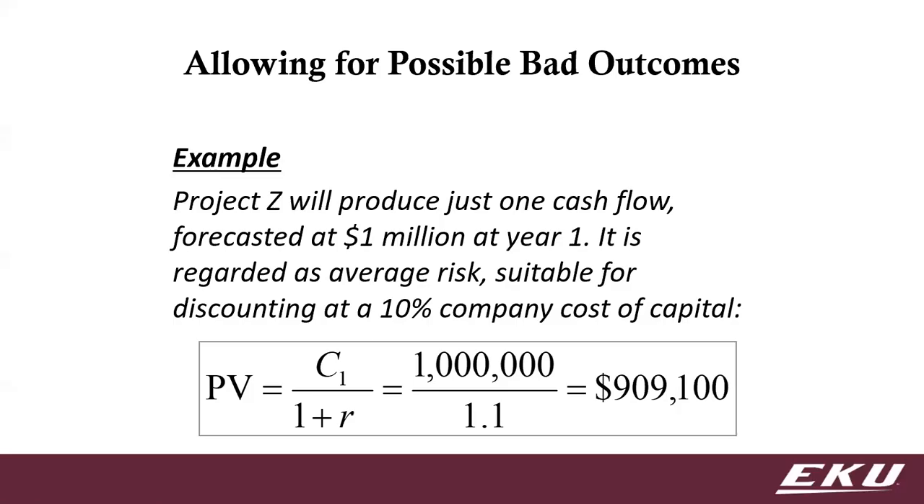Okay, so this goes back to our case, because we have the possibility of a bad outcome, right? So first we're going to do it with no bad outcomes, and then we'll introduce a bad outcome, right? And so project Z is going to produce one cash flow. It's going to be $1 million, and I get it in year 1. It's average risk, right? Meaning discounted at 10%, right?